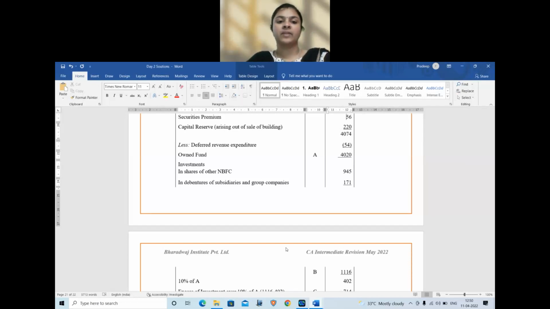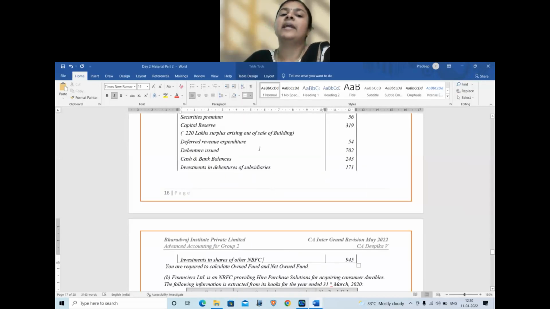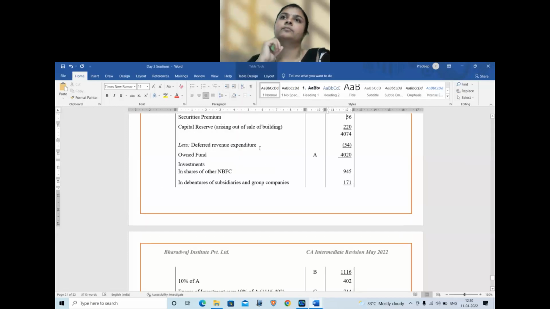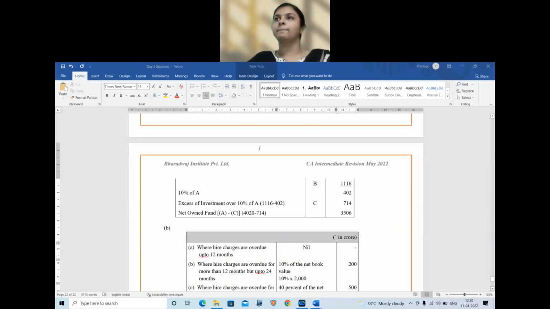Because the capital reserve generally can arise either out of sale or it can arise out of revaluation. So we are assuming the other part is revaluation, we are excluding it. So if they have explicitly given only out of sale, we consider only that portion. I hope question number 2A is clear.